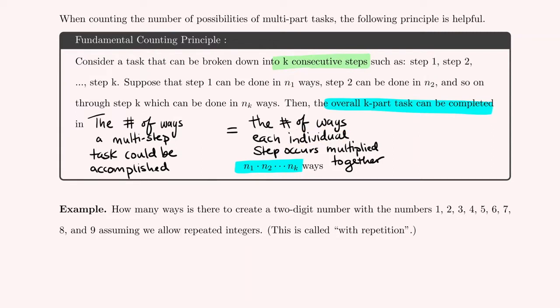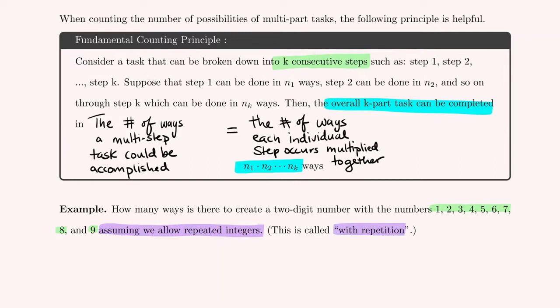So in our first example of this, we're asked how many ways is there to create a 2-digit number, and this 2-digit number that we're trying to create will be based on the digits 1, 2, 3, 4, 5, 6, 7, 8, and 9. And then they give us this important clarification. Assume that we can repeat integers. So for instance, I could have the digit 1, 1. And for this particular chapter, we're going to use this phrase with repetition or without repetition so often that instead of saying assume we allow repeated integers, we'll just shorten that to with repetition. So look for that in future problems.